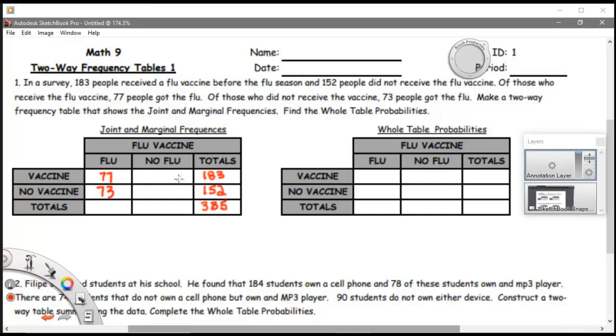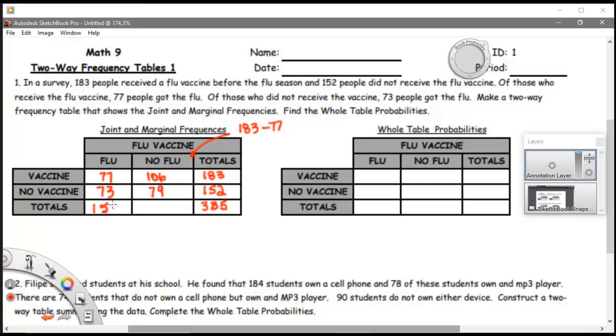Now we have to figure out the inside joint frequency of how many people didn't get the flu. If I take the total number of people that were vaccinated and subtract how many got the flu, it'll tell me how many didn't get the flu. That's all you have to do to figure out the missing pieces. That's 106. Then 152 minus 73 gives me 79. So 77 plus 106 should be 183, and 73 plus 79 should give me 152, and it does.